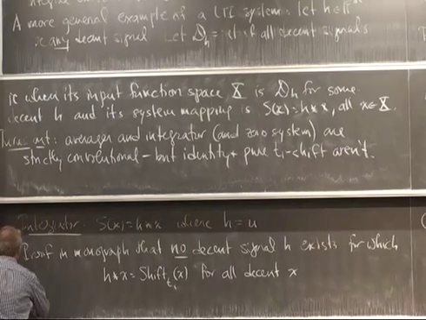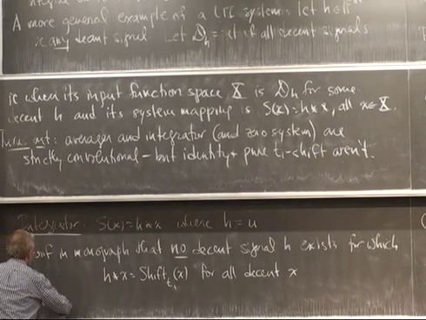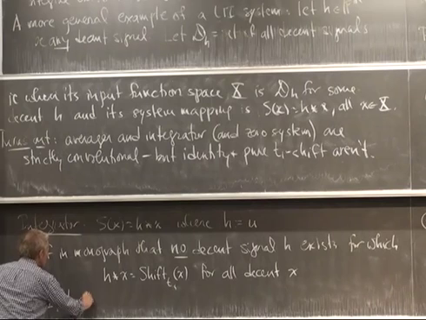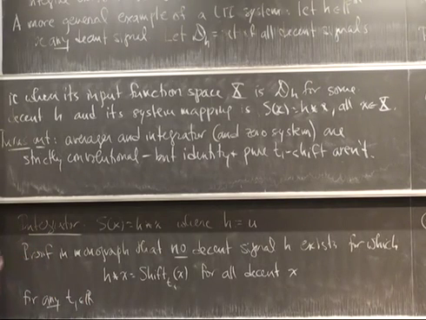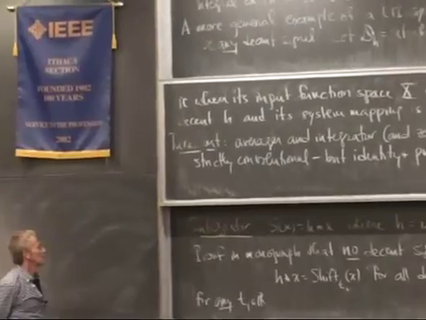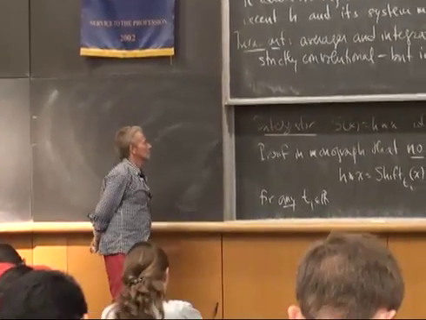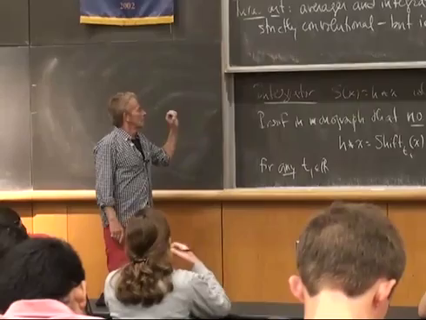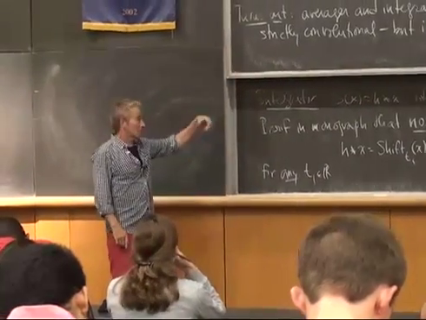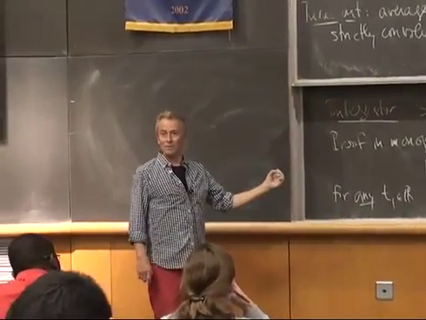And that's true for any t1 in the reals, including t1 equals 0, which is the identity system. Thus, the shift system is not, in our terminology, strictly convolutional.